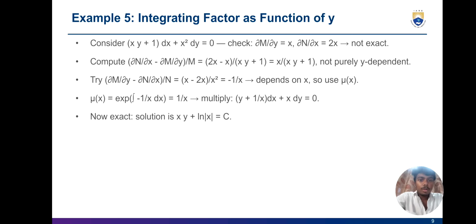Try (∂M/∂y minus ∂N/∂x) by N equal to (x minus 2x) by x square, equal to minus 1 by x. It depends on x only, so you can use mu of x. Multiplying with mu of x, the exact solution is xy plus log x equal to c.